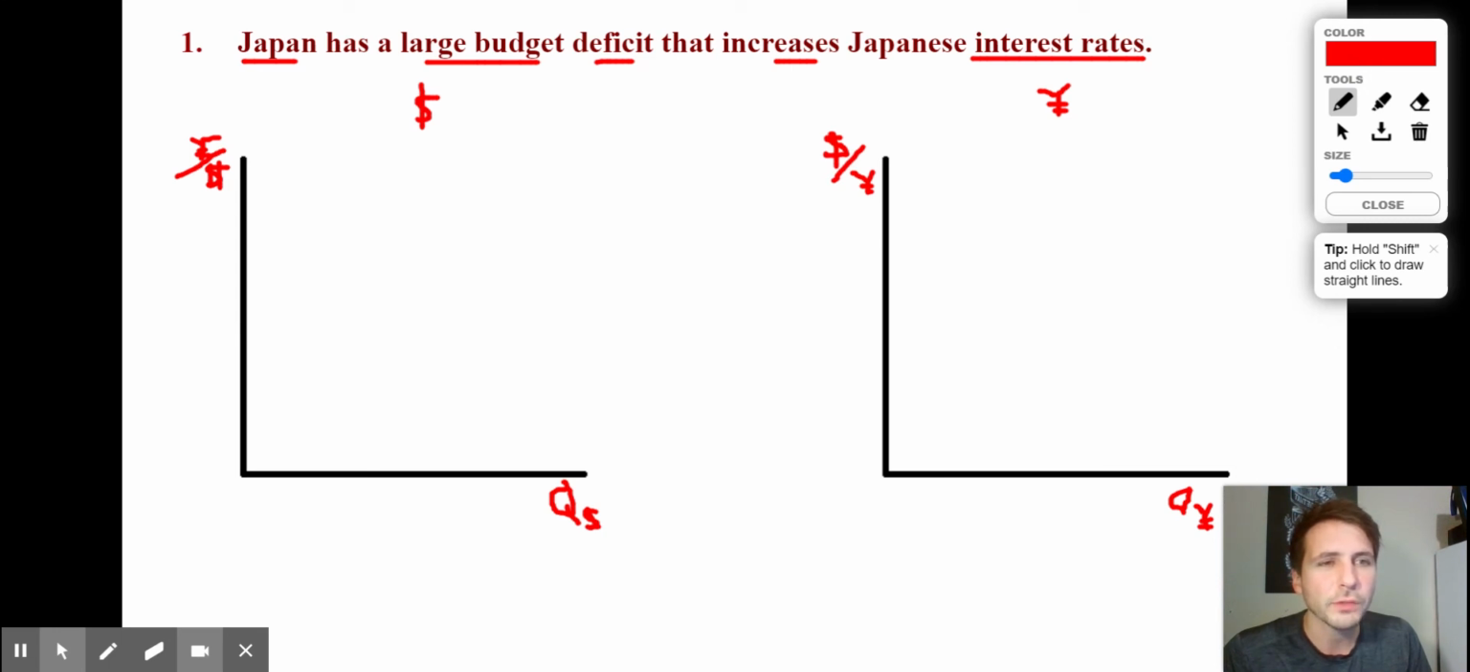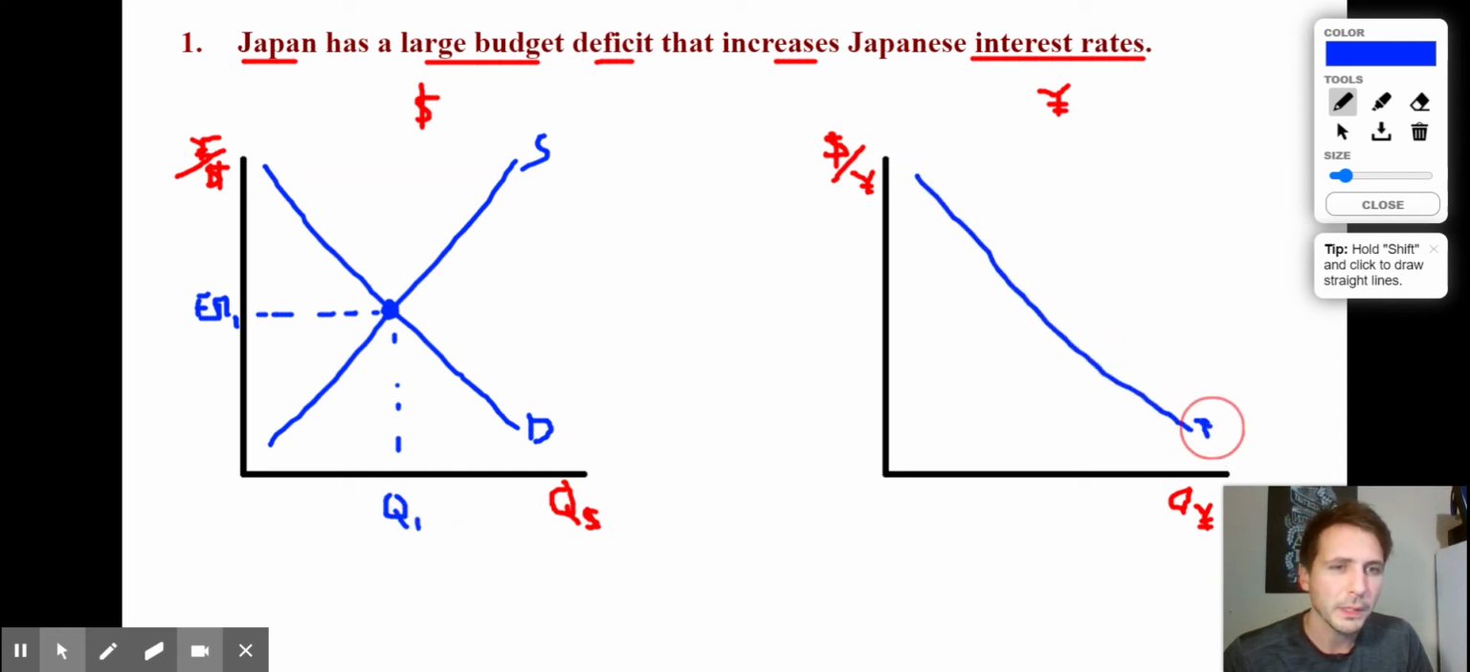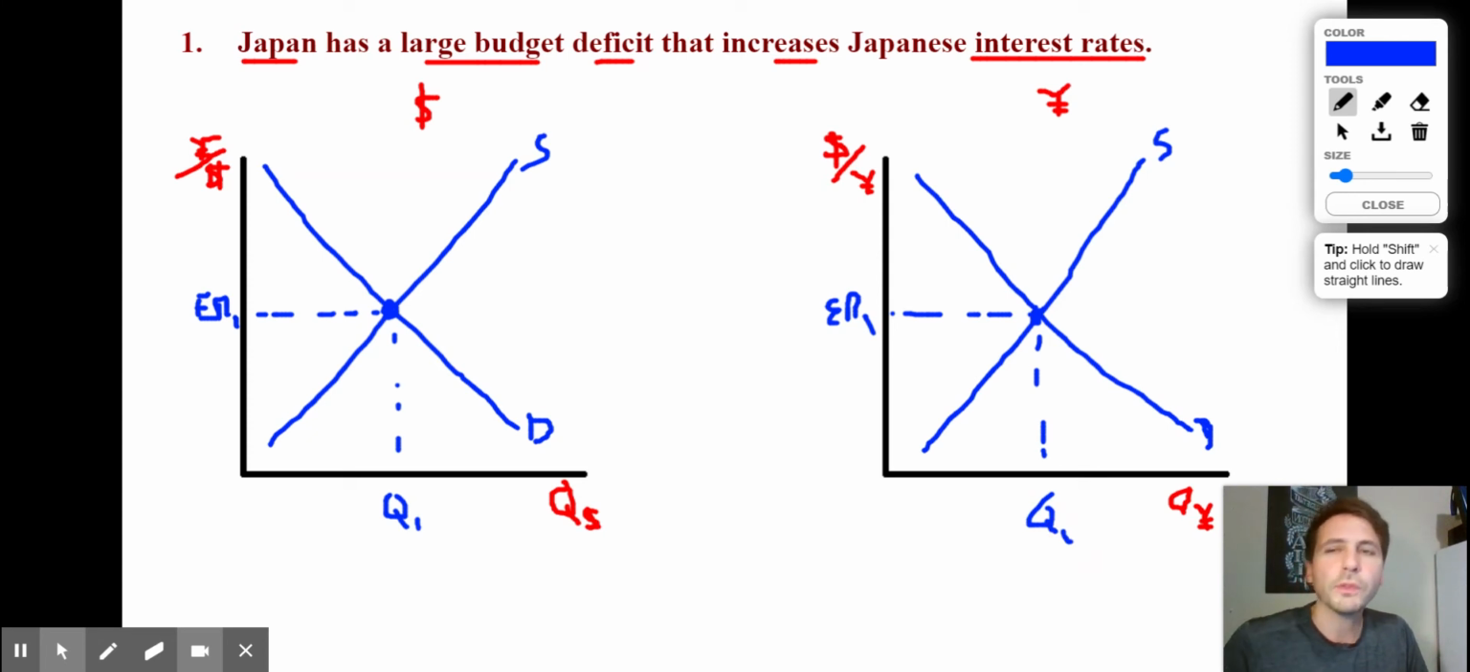Now we know that all of these graphs always start with a demand and supply curve, and they're just normal: downward sloping, upward sloping, equilibrium. And this gives us, we always just refer to these as exchange rates, so ER1. Sometimes you'll see that as like 5 yen per dollar or 3 yen per dollar, something like that. We just use ER when you're graphing it out, unless they give you a specific number. Let's do that over here as well. Demand, supply, equilibrium, ER1, and quantity 1.